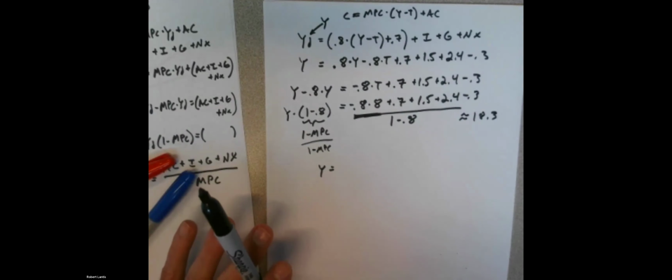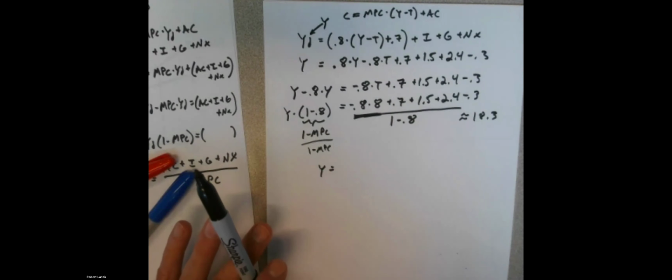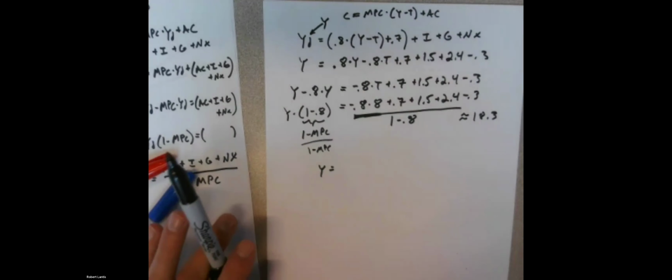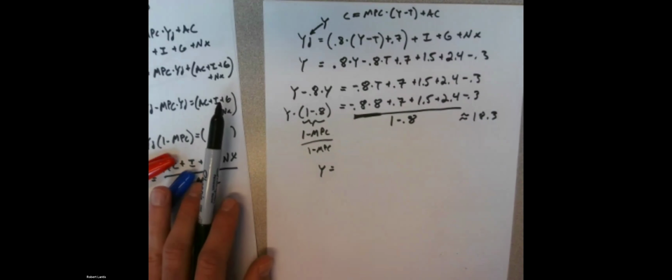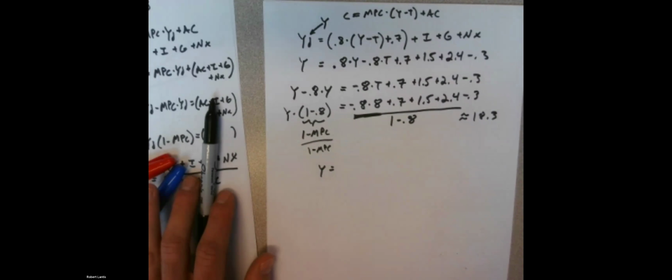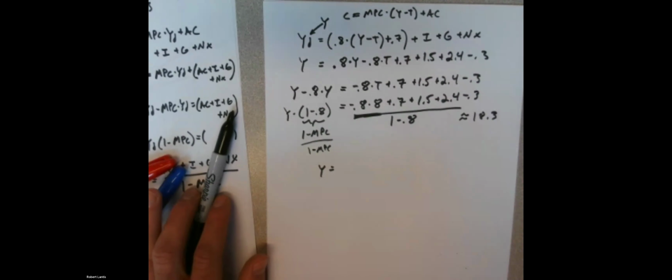So we have what? 3.9, 3.6, 4.3. Wait, I might have forgot my negative sign. Hold on. Nope, that should be right. Yep.